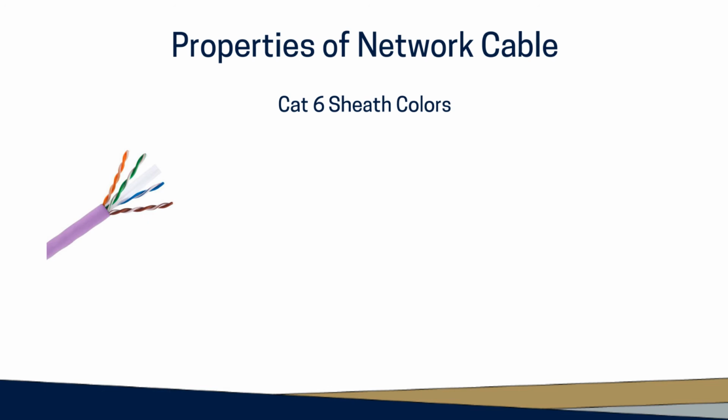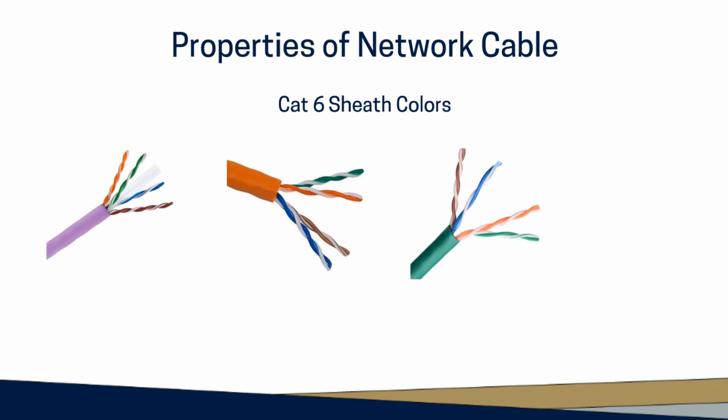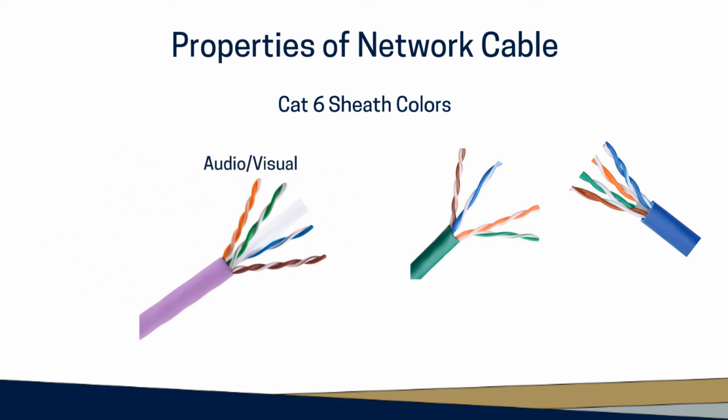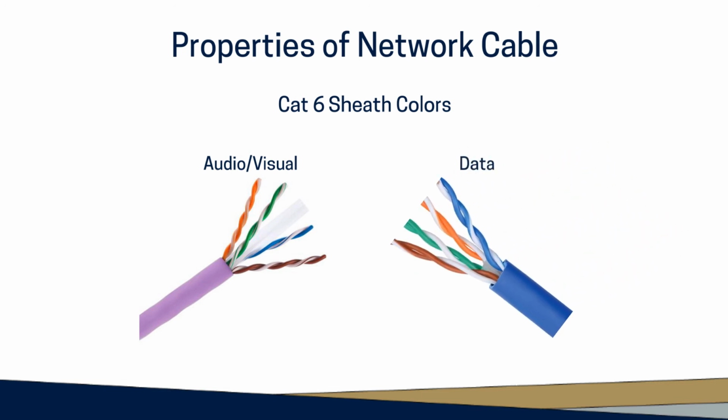The color of the outside insulator of a Category 6 cable is important too. Georgia Southern assigns a particular color of the sheath to a function. Purple Cat6 cables are used for audio-visual data drops. Blue Cat6 cables are used for standard network data drops.